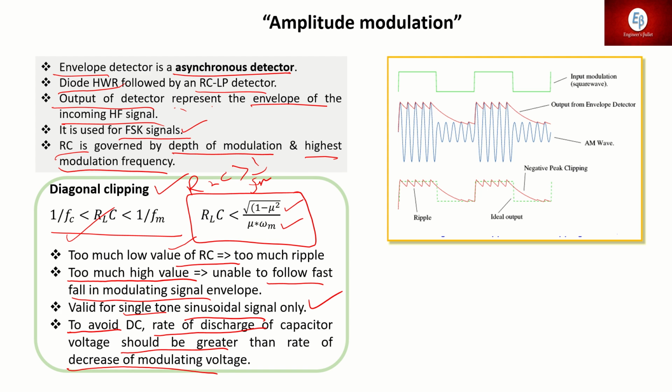These are the figures in which the input modulation is a square wave and the output from the envelope detector is like an AM wave, which has ripples in the waveform because of the very low value of RC, and these are the diagonal clippings which occur due to the high value of RLC. Negative clipping is also known as diagonal clipping.